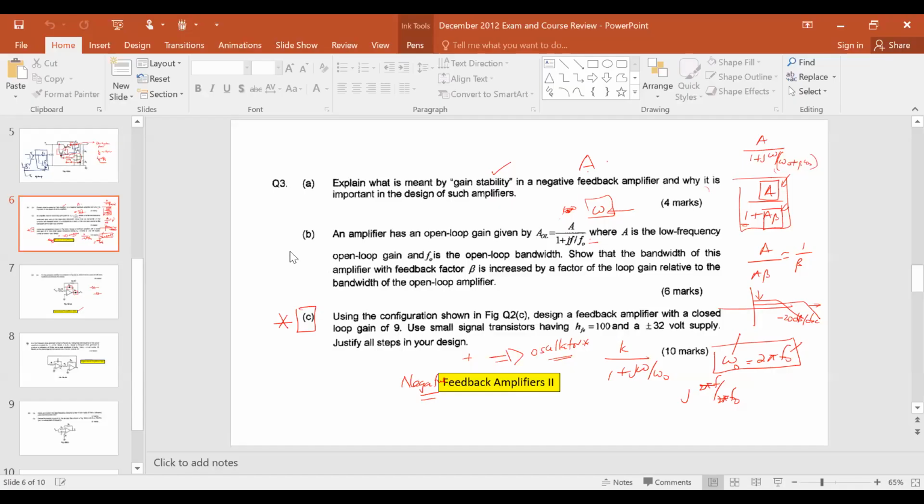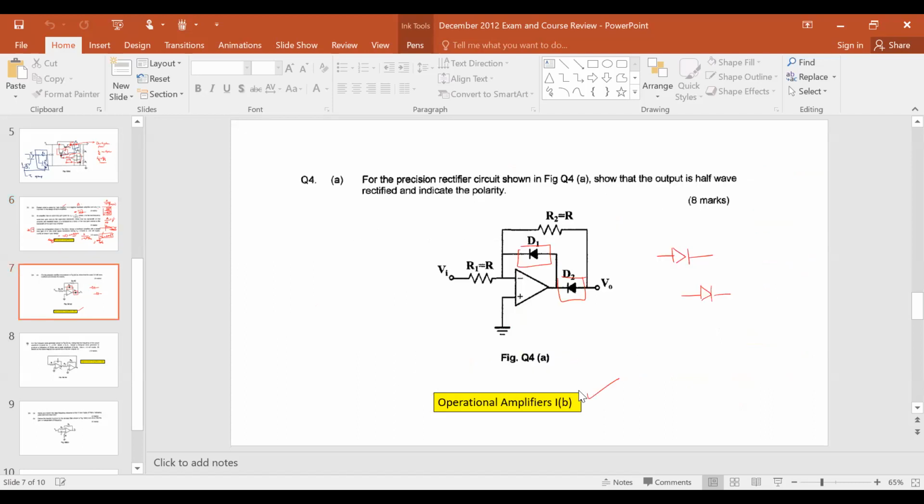Here, right? And let's go back to where we left off. We were discussing this, but we left off on feedback amplifiers, right? So the next topic down the road is on precision rectifiers. So I'll go through that.